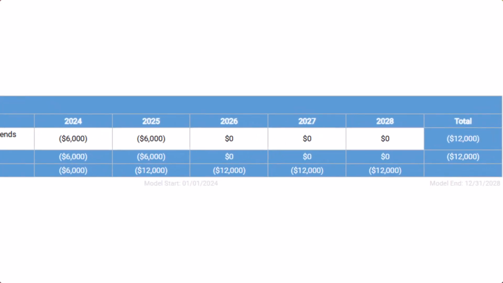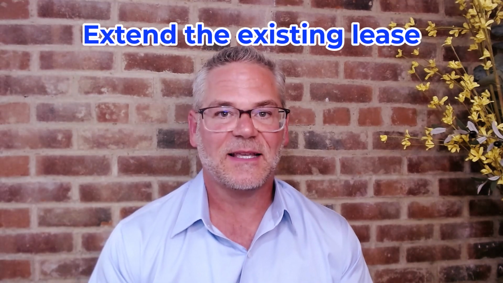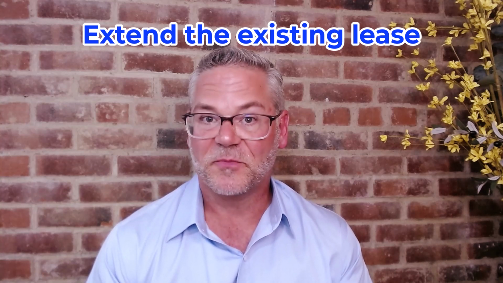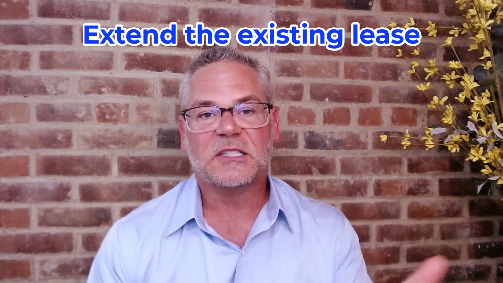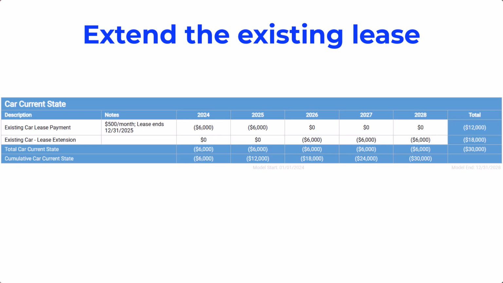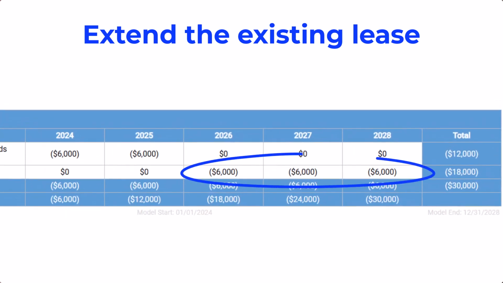If our financial model is for 5 years, then you have to think through what would realistically happen in years 3, 4, and 5 when that lease ends. You could potentially extend the lease, maybe at the current $500 per month, maybe it would be something different. Let's assume it was $500 per month, and you would just show in your current state financial model that that $6,000 would continue, assuming you could extend it for years 3, 4, and 5.